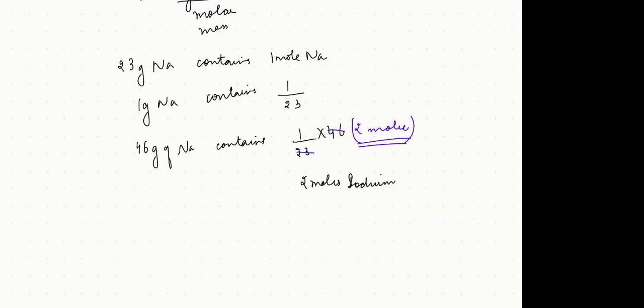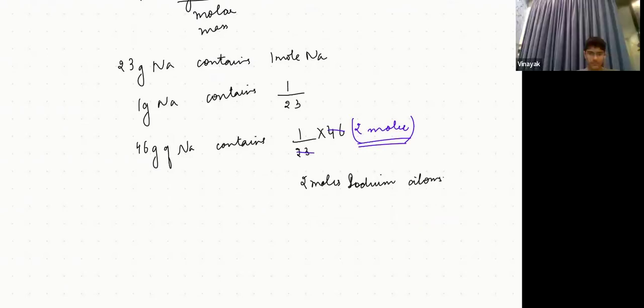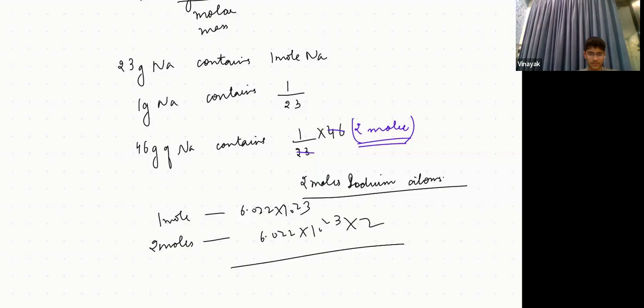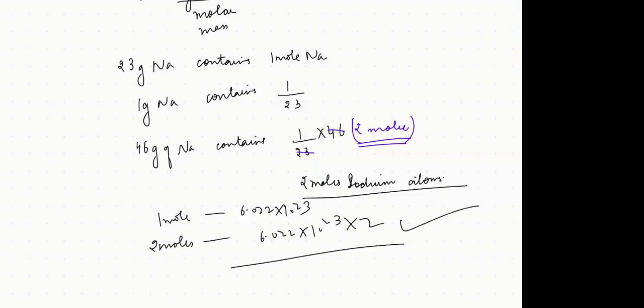2 moles of sodium atoms. And if 1 mole contains 6.022 into 10 raised to power 23 particles, then 2 moles would contain how much? 2 into 6.022 into 10 raised to power 23. Got the point? Now you understand this part.